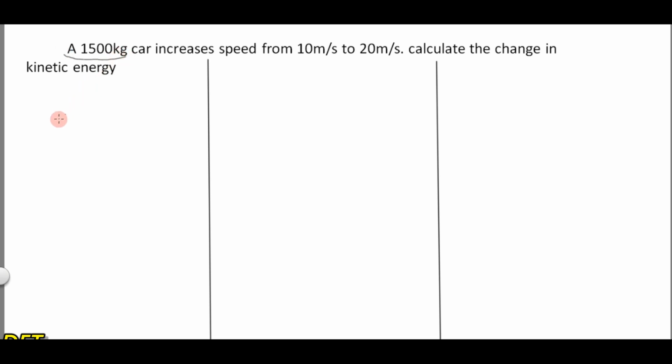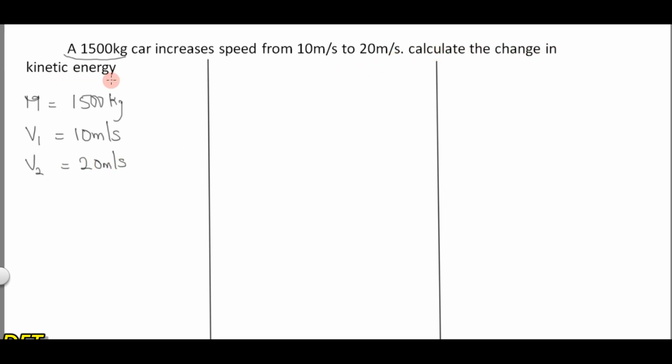A 1500 kg car. So that tells us that the mass of the car is equal to what? 1500 kg, right? The car increases speed from 10 meters per second, so that's our first velocity. So our v1 is equal to 10 meters per second. It increases speed to 20 meters per second, so the speed increased, and that will be our v2.